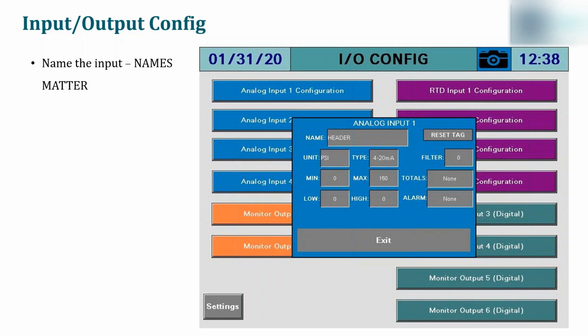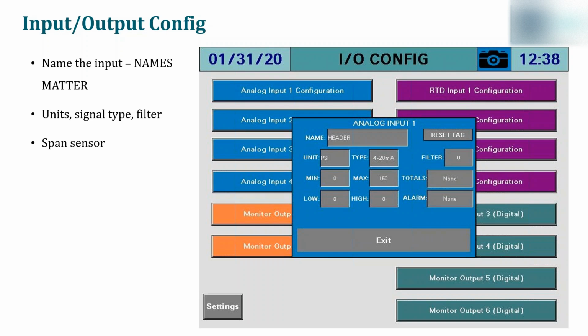Once you have named the input, the other options show up, and you have to input the units for that sensor, the signal type. In this case, it's 4-20. And then you can also have a filter here. If the signal is a little sporadic or jumpy, you can use the filter to kind of smooth things out.